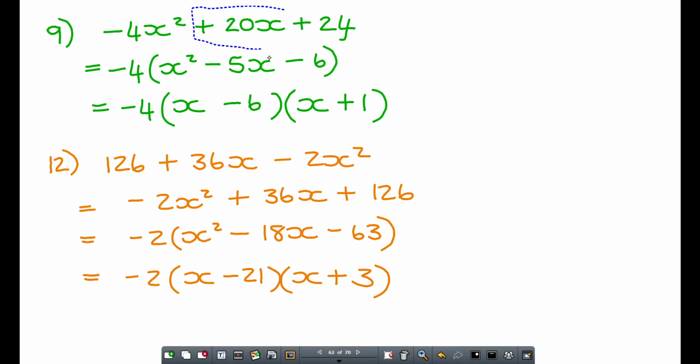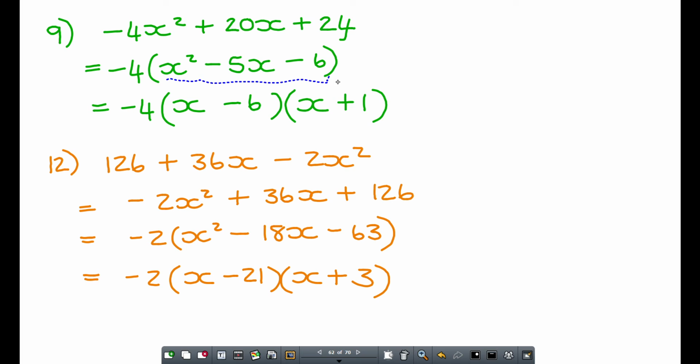Over here, I had a positive 20x. If I divide it by minus 4, it means it becomes a negative 5x. So can you see the sign changed? Right? Then positive 24 divided by that minus 4 gave me a negative 6. So again, sign changed. So every time you take out the negative, the sign will change. The signs of everything else is going to change. Now, this bracket we see is a normal trinomial.